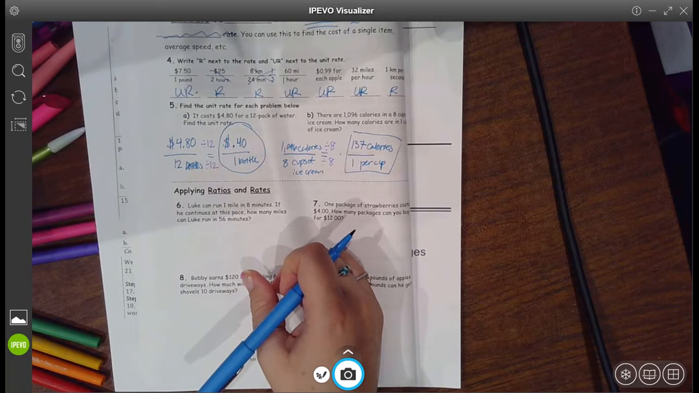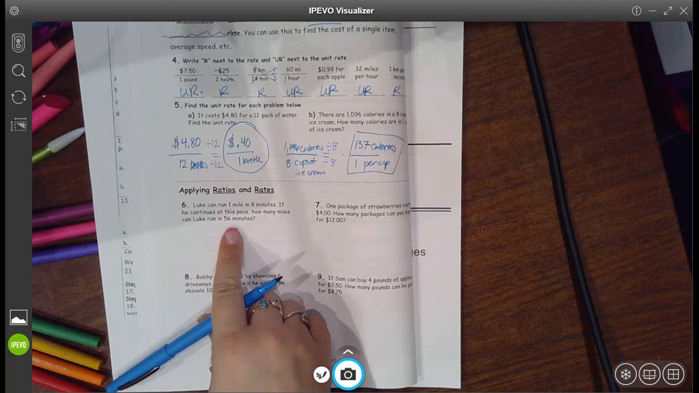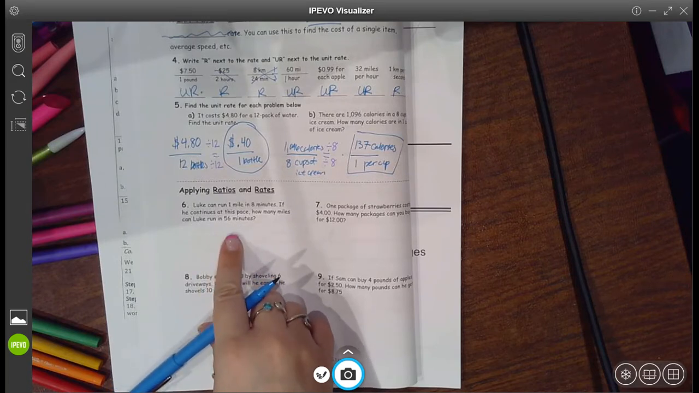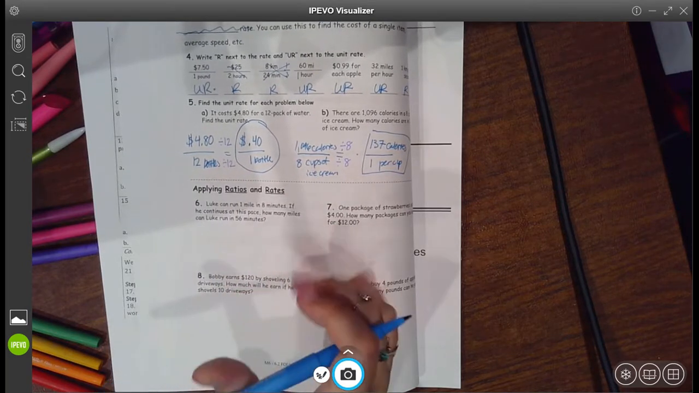Now to get even trickier, I'm going to have to find the unit rate to then answer a question. Right here it says Luke can run 1 mile in 8 minutes. If he continues at this pace, how many miles can Luke run in 56 minutes? My hint when deciding what to do: yes, you could use those hints that normally work. Money usually goes on top. Distance usually goes on top, and time almost always goes on the bottom. But sometimes it doesn't. So maybe some of these will follow the rules and maybe some won't.